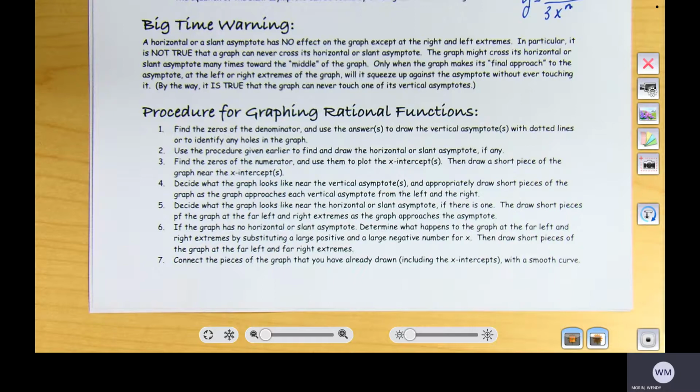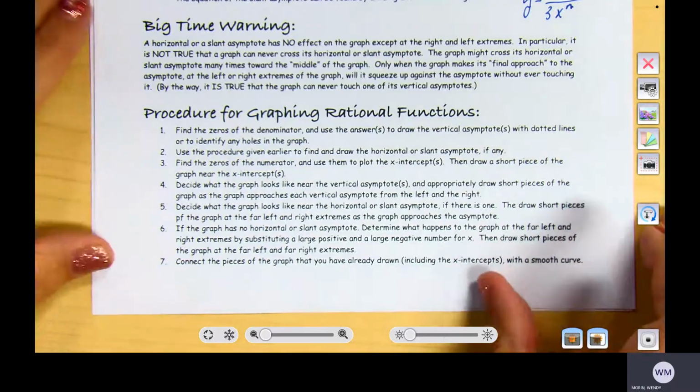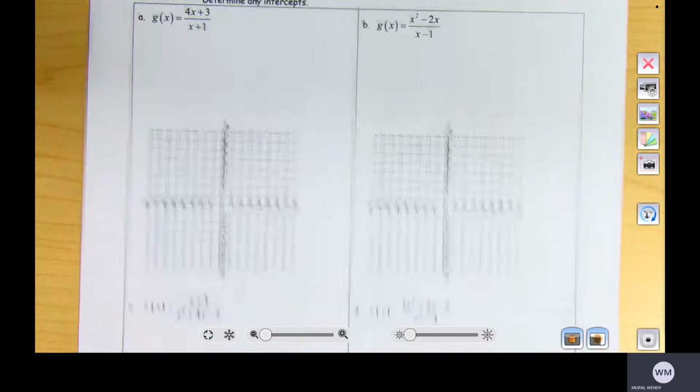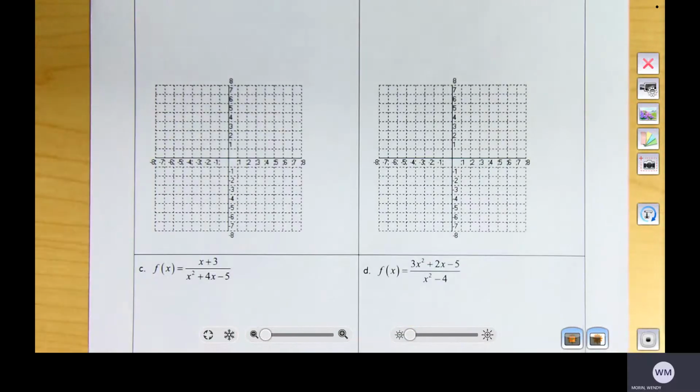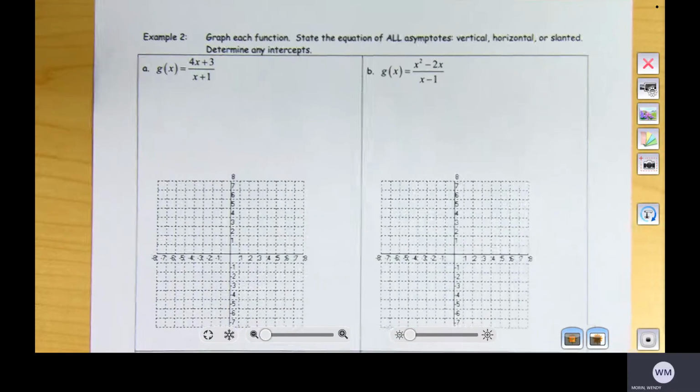Decide what the graph looks like near the horizontal and slant asymptotes, if there is one. If the graph has no horizontal or slant asymptotes, determine what happens to the graph at the far left and far right extremes. You can substitute in very large positive numbers or very large negative numbers, like negative 1,000. What's going to happen? Then you connect it all together with a nice smooth curve. So again, graphing without a graphing calculator, understanding how things behave. Okay, so let's take a look here.